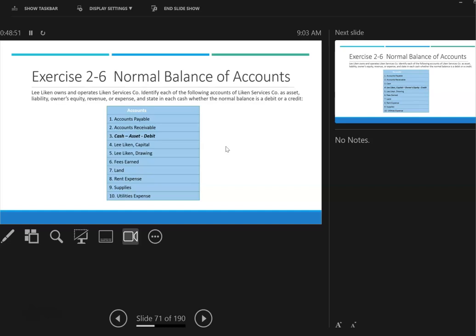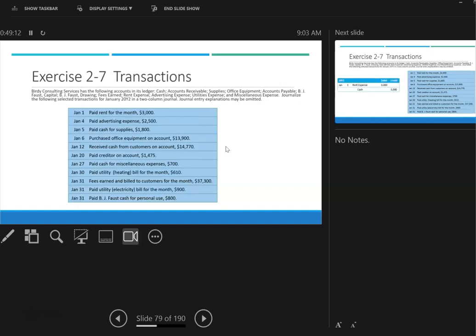Owner's capital, credit, owner's drawing, debit, fees earned, revenues, land, rent expense, supplies, utility expense. You guys get it. Okay. Now, here are some transactions.